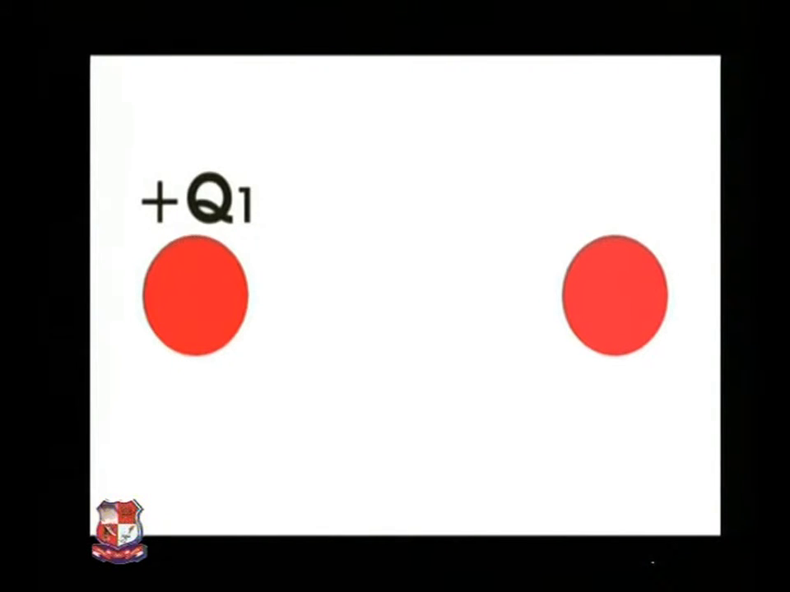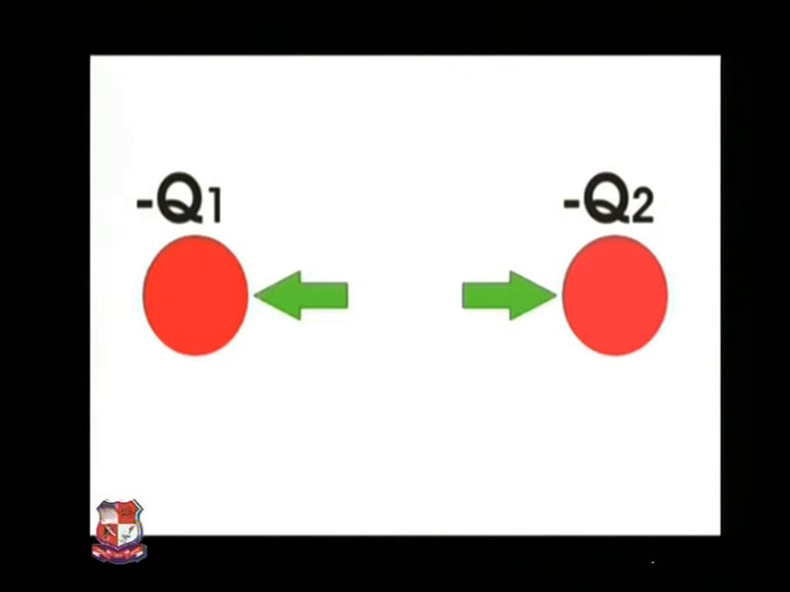Suppose one body is positively charged with plus Q1 and the other body is negatively charged with minus Q2. The force acting between them is attractive. Again, one body is positively charged with plus Q1 and the other body is positively charged with plus Q2. The force acting between them is repulsive. Again, one body is negatively charged with minus Q1 and the other body is negatively charged with minus Q2. The force acting between them is again repulsive.